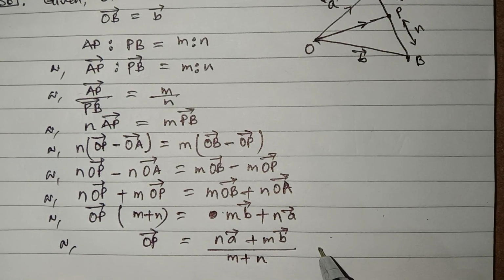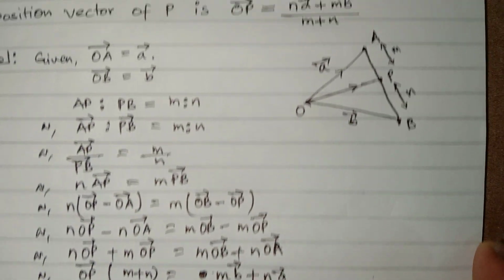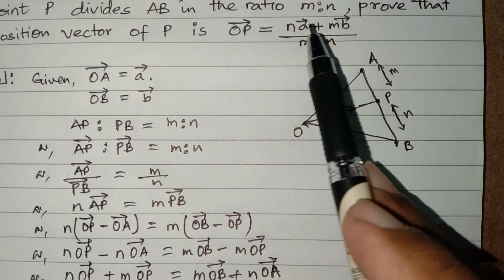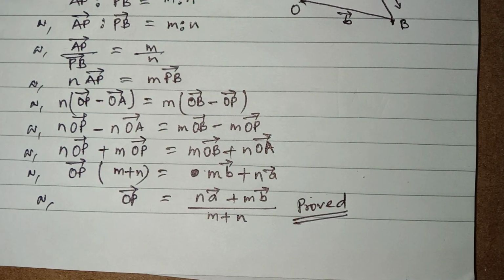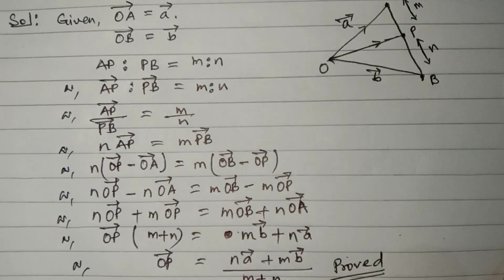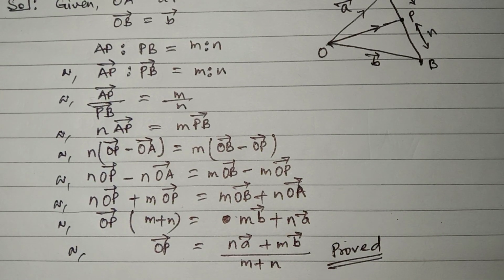which we had to prove, and this is proved. You had to prove that n times vector a plus m times vector b upon m plus n. So we have done here. Now let's check the last and the third theorem of today's video, and the next two theorems we bring in the next video. So now let's check the third theorem.